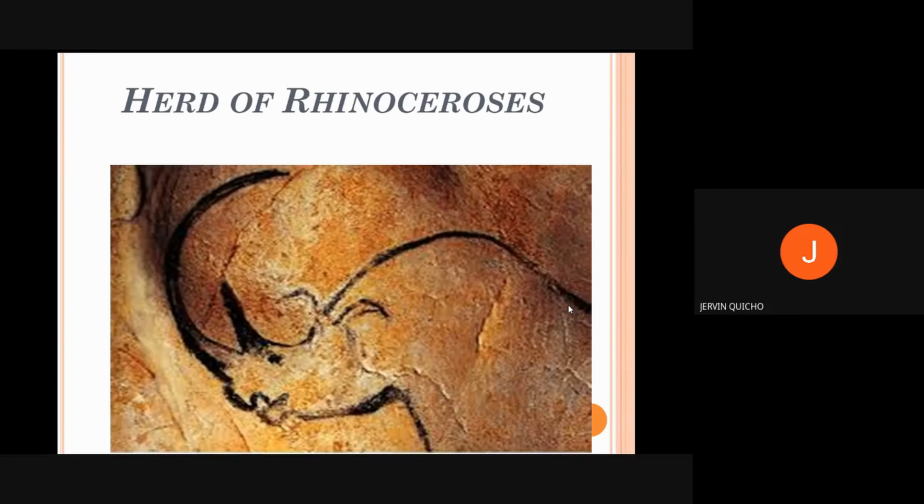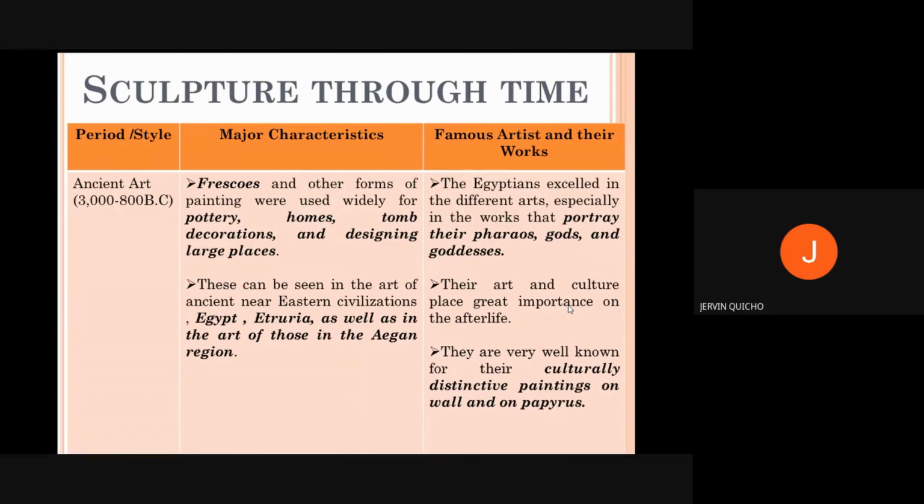While for ancient art before, 3000 to 800 before the Christian era, a major characteristic is the use of the medium of fresco. To give you another recap, fresco is a popular type of painting medium that was used before. Fresco colors are mixed with water and applied to fresh plaster, which absorbs the color of the mixtures that we prepare and paint onto the subject matter.